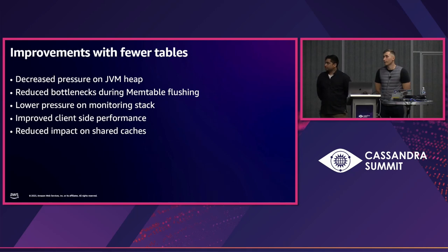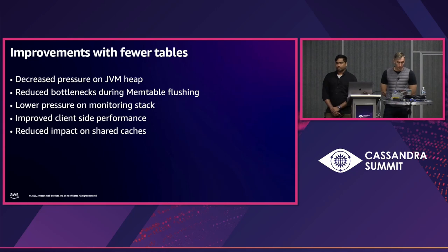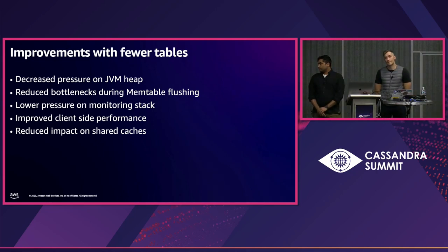Another bottleneck we see when it comes to having too many tables in your cluster is memtable flushing. As we all know, every mutation in Cassandra is written to your commit log and then stored in your memtable, which is in memory. When you have multiple tables created, each table has roughly a memtable, which is in your heap by default. There are configurations to store it off heap, but by default, that's the configuration. The total space allocated in your heap for memtables is shared across all tables.